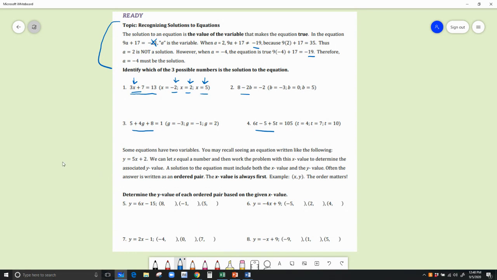On this next section, it says some equations have 2 variables. So now they're giving you equations that all should look kind of familiar. But if they don't, we're going to get into them. And it says you can let x equal a number and then try and figure out what y is going to be. So this one you have to plug in.